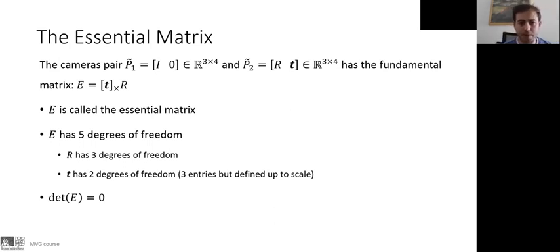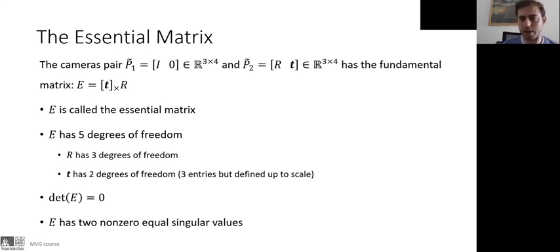Okay, this is still a fundamental matrix, so its determinant is 0, but unlike the fundamental matrix, it has another interesting property. Its two non-zero singular values should be equal. It has 3 singular values. One of them should be 0, and the other 2 should be identical.